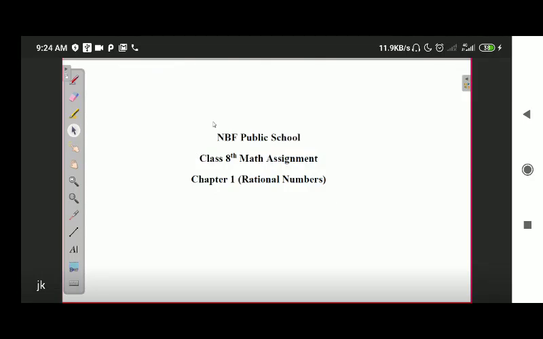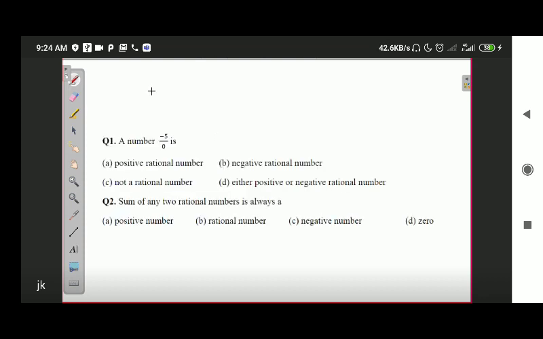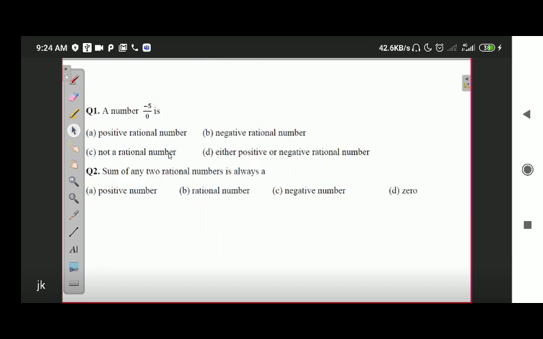Okay, today we are going to start with the solution of the assignment that I had given to you, the assignment for chapter 1, rational numbers. Okay, so let's start. We will move on through questions one by one, try to keep up.